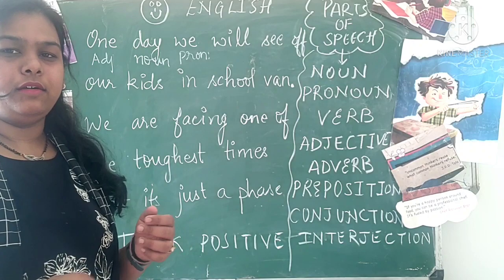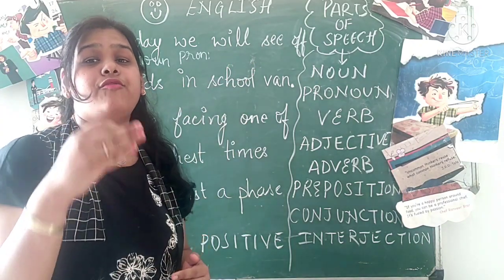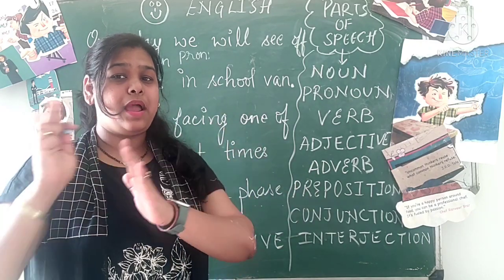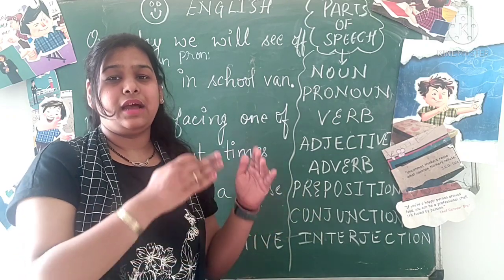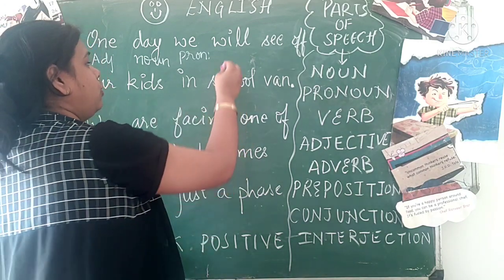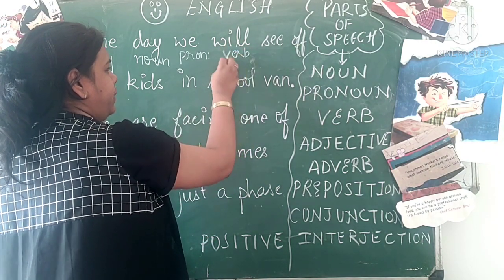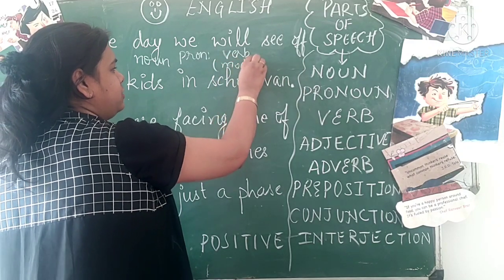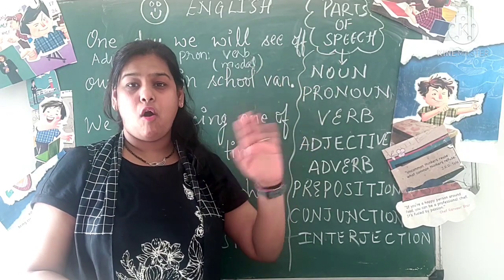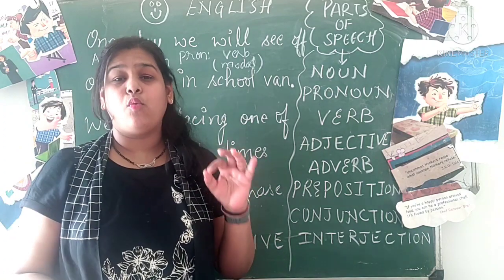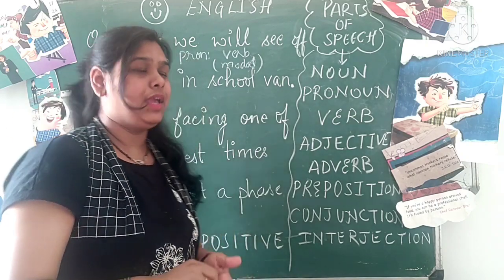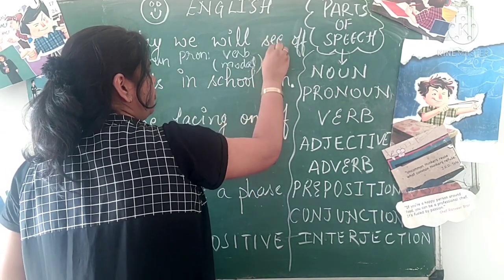I'm writing in short here. What is will? Will is a verb. It's a helping verb. In helping verbs, we have two different categories: primary helping verbs and auxiliaries, that is modal. So will is a helping verb, and it is also modal. I'll write a verb here in brackets, and write modal. Then see off. What is see off? Bye bye. See off is a phrasal verb, a verb phrase. See off means to say bye bye.